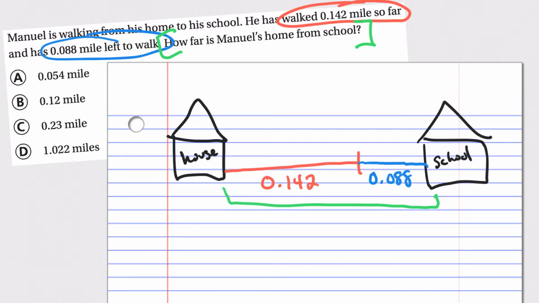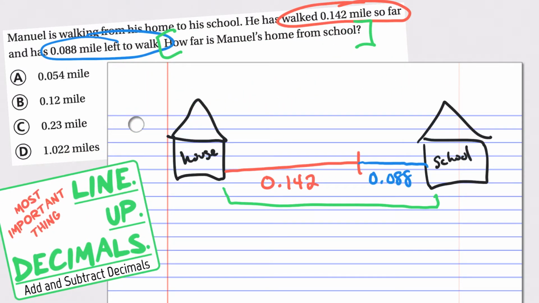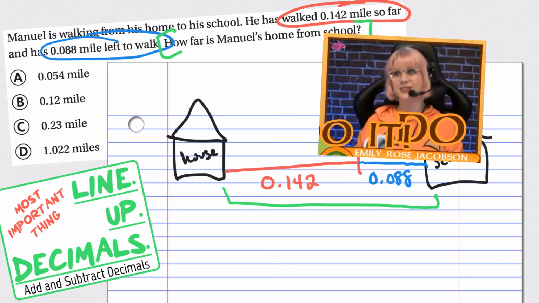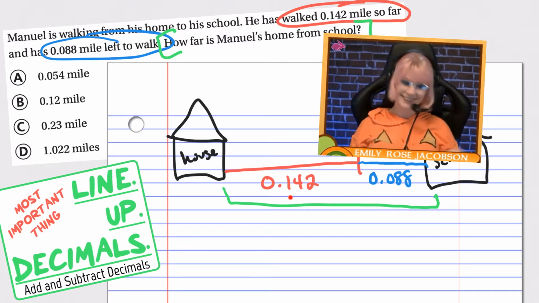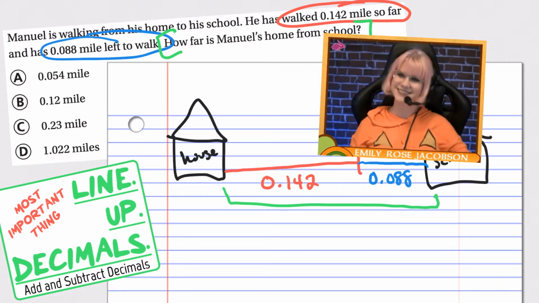Well, now that I have my picture, I can see that the distance from the house to the school is this combined with this. So I need to combine these two. I need to add these two. That means we need to make sure we line up the decimals when we add these two numbers. I want you to pause the video here and try lining these two numbers up and adding them, and then unpause the video when you're ready to check your answer.